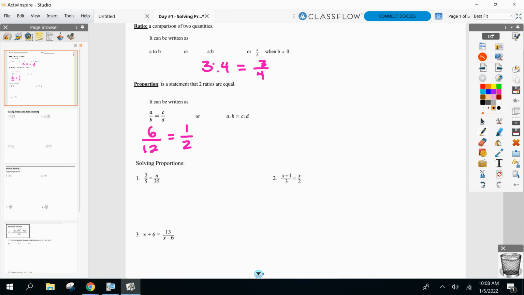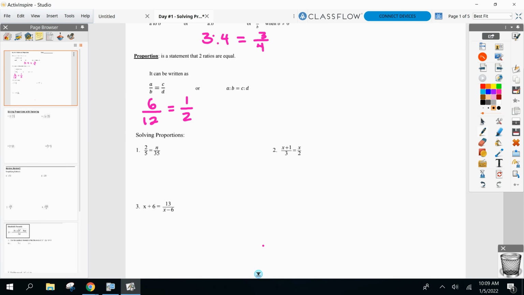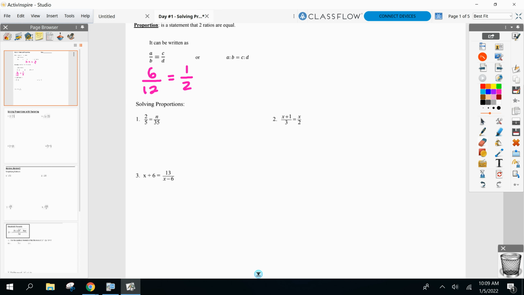I have a ratio of 2 over 5 equal to a ratio of n over 35. Whether it was last year, or even in middle school, do we remember how to solve a ratio? How do we solve a ratio? Cross multiply, correct. And I'm not even going to assume anything here. So I have 5 times n, 5n. And then I have 2 times 35, which is 70.